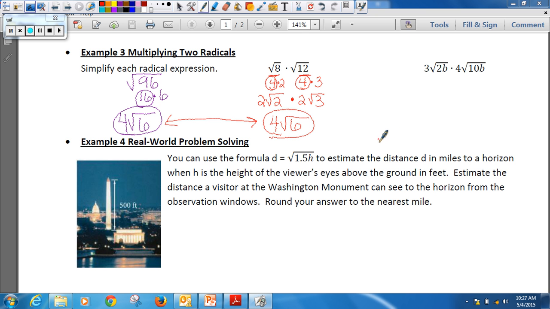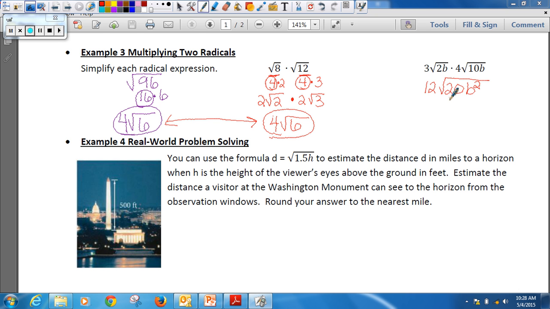If I look at our next one here, I'm going to go ahead and just multiply. 2 doesn't simplify, 10 doesn't simplify, so I'm just going to go ahead and multiply each part. 3 times 4 gives me 12. Square root of 2 times 10 is 20. B times B is B squared. Then I have to look, can I simplify the radicand?